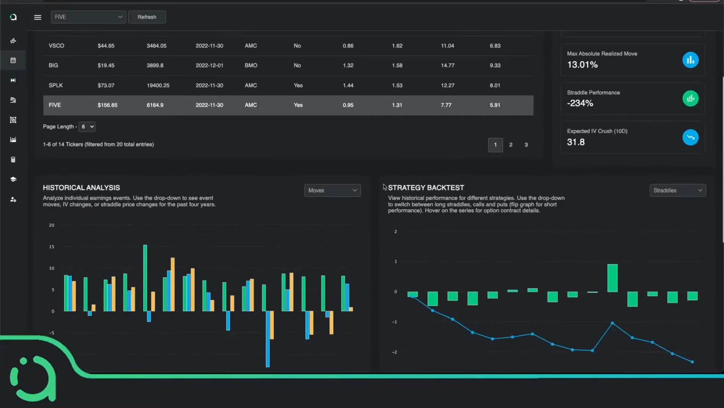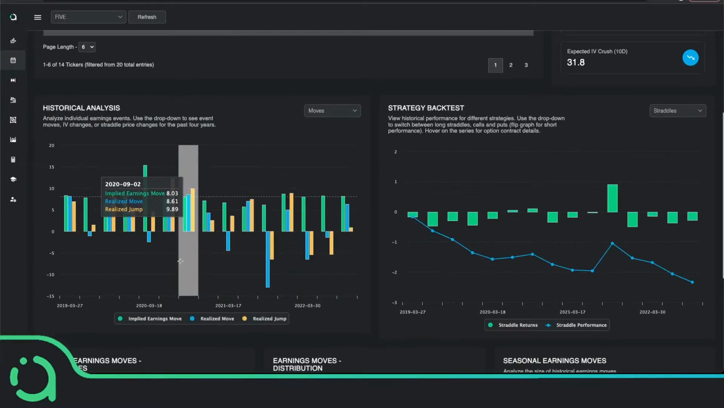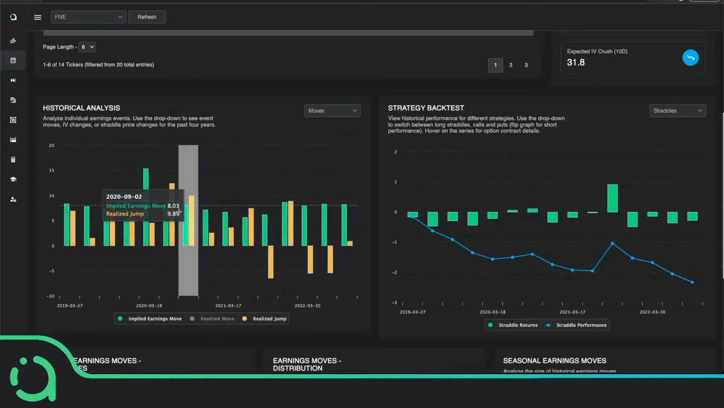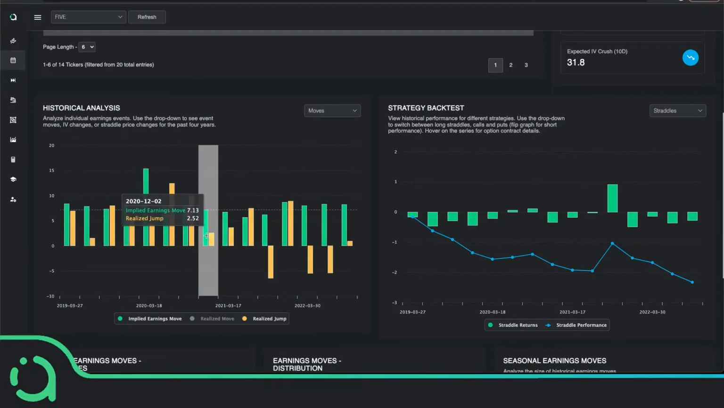Next up, I take a look at the historical analysis here. The main reason I do this is because I want to compare the implied move with the realized jump. So we're going to take off the realized move here and just look at the realized jump. The jump is what happens to the stock right in the morning. And since we are going to be closing out the trade right in the morning, I want to see how big the gap between the implied move and the jump is on average.